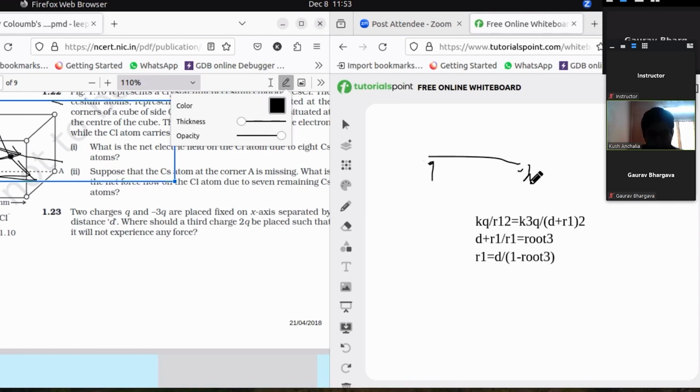So if we place any charge here, let us suppose we place a plus charge here, it will push this side, and the minus 3q will attract this side. But if we place it outside, plus will give this side, minus will give this side, so there can be a chance of net equilibrium here, but not at this point. That's why D plus R1. R1 is this distance. You got the point?